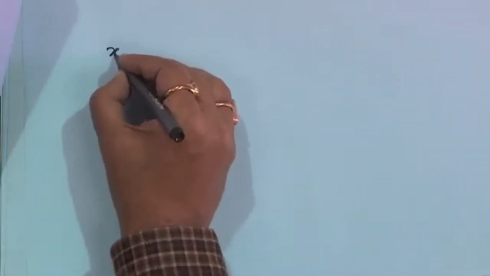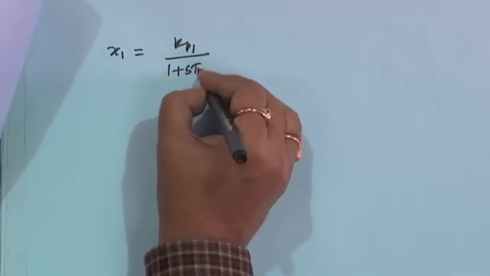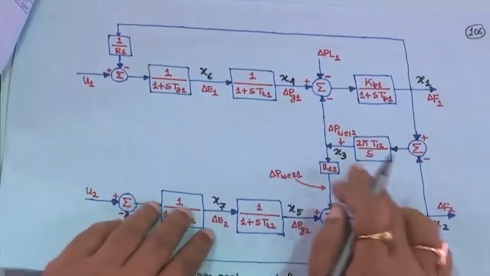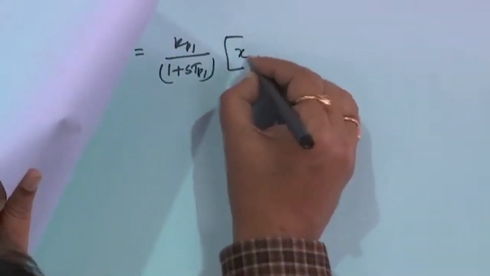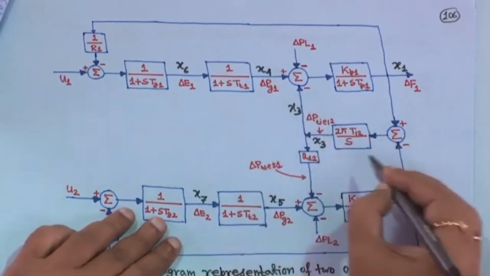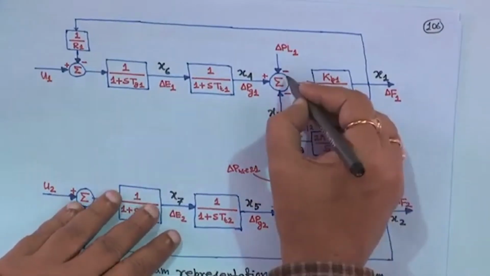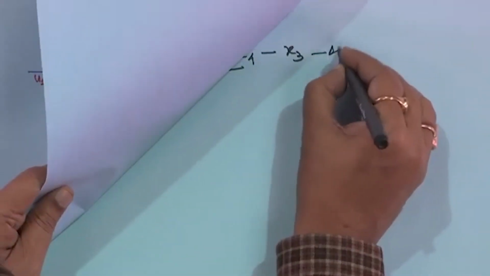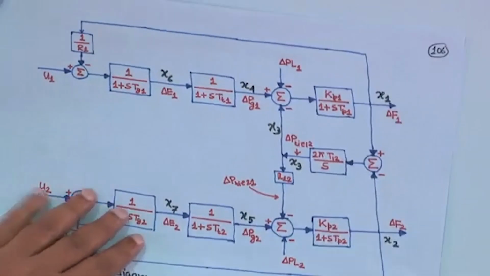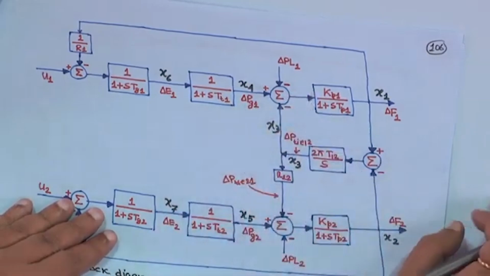So, when we write x1, look, x1 is equal to Kp1 upon 1 plus s Tp1, then in brackets it will be x4, then minus x3, and minus delta PL1. So, x1 is equal to Kp1 upon 1 plus s Tp1 times x4 minus x3 minus delta PL1.